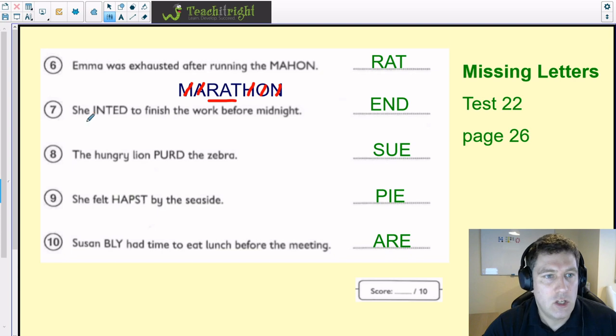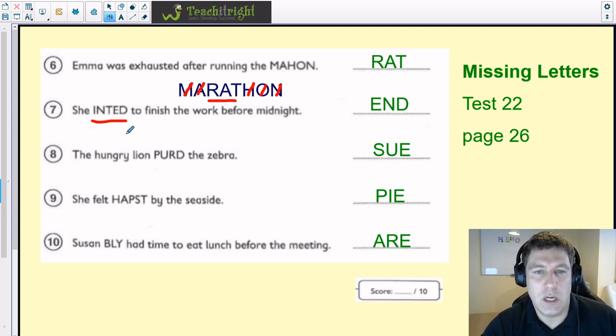Okay. She's something to finish the work before midnight. And what we've got here is an I and N, so it might start like that, in something. Well, intended is what I'm after there, intended. She intended to finish the work before midnight. Question 8, the hungry lion something the zebra. And we're looking for the word pursued. Pursued. The hungry lion pursued the zebra. In other words, chased after the zebra. Pursued, chased.